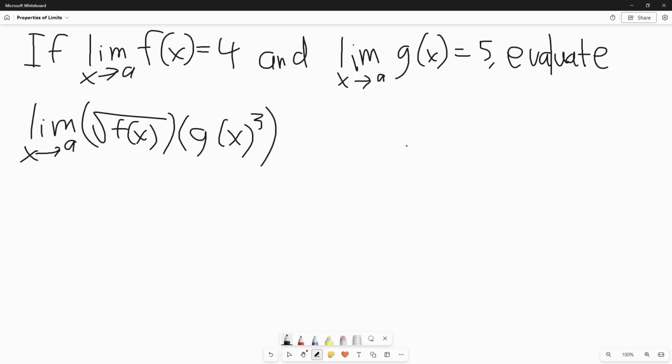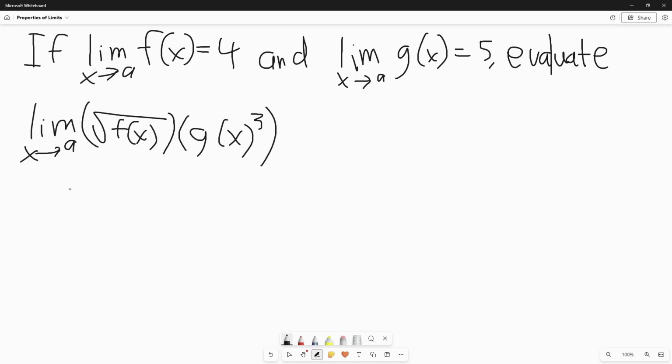This problem says if the limit as x approaches a of f of x is equal to 4, and the limit as x approaches a of g of x is equal to 5, evaluate the limit as x approaches a of the square root of f of x, times g of x cubed. So we learned the properties of limits, and we know that if we have something like this, we can separate these two limits, the f of x and g of x, because we're multiplying two things together.